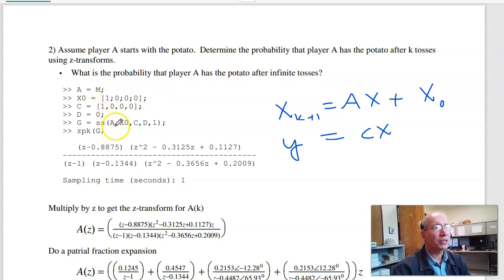So my A matrix in state space form is my state transition matrix M. My input is the initial condition x0. C is what I'm looking at. I want to find out if the first player has the potato, that's A, and D is 0. This is your sampling rate, 1 second, 1 toss. Input that into MATLAB, find the transfer function, and that's G of z. When you do this, I'm always off by z. So that's actually the Z transform of A.